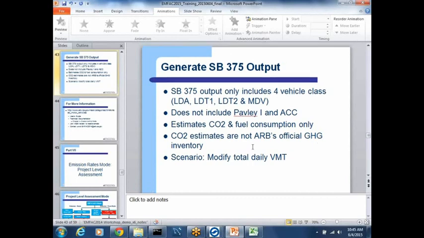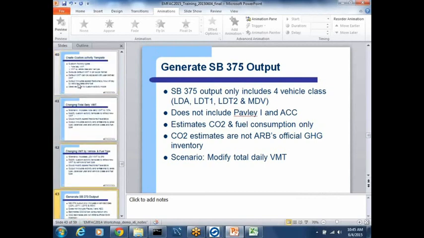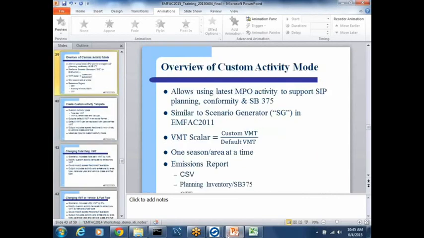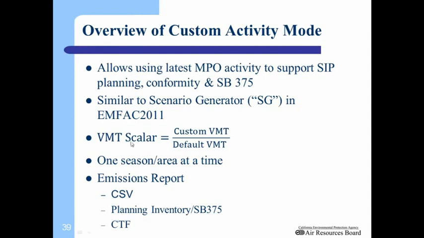Sure. Yes, as I discussed earlier in the overview, it uses a scalar. Like here in this slide, you can see that the VMT scalar is generated based on ratioing, basically a ratio between the custom VMT and the default VMT. That scalar is used to scale population, emissions, and light duty vehicle trips as well.